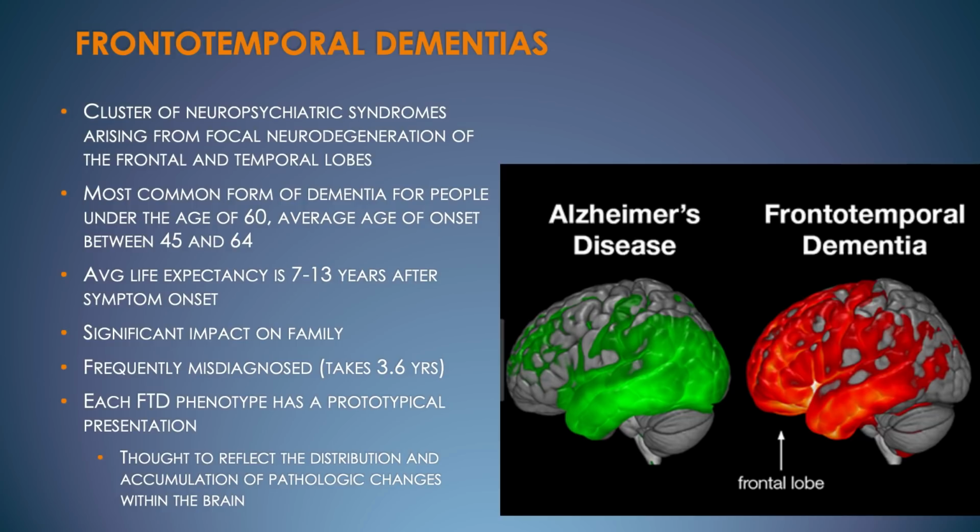FTD is the most common form of dementia for people who are under the age of 60. Average onset is someone who's between 45 and 64. Almost certainly, there are people who are going to be younger and older.